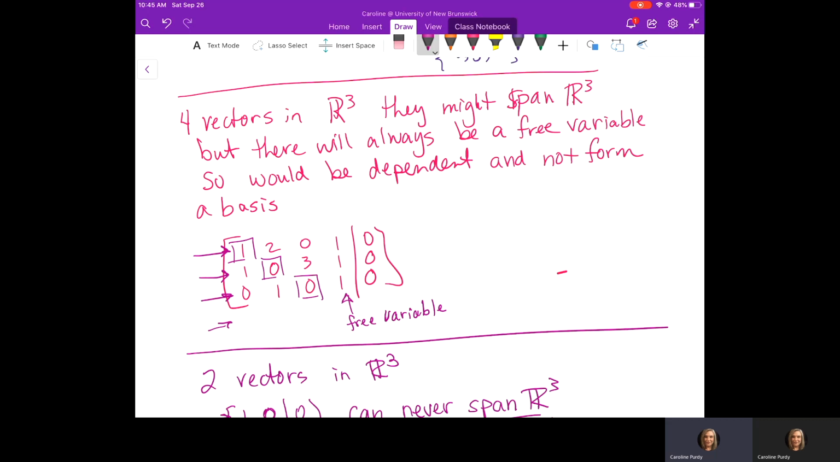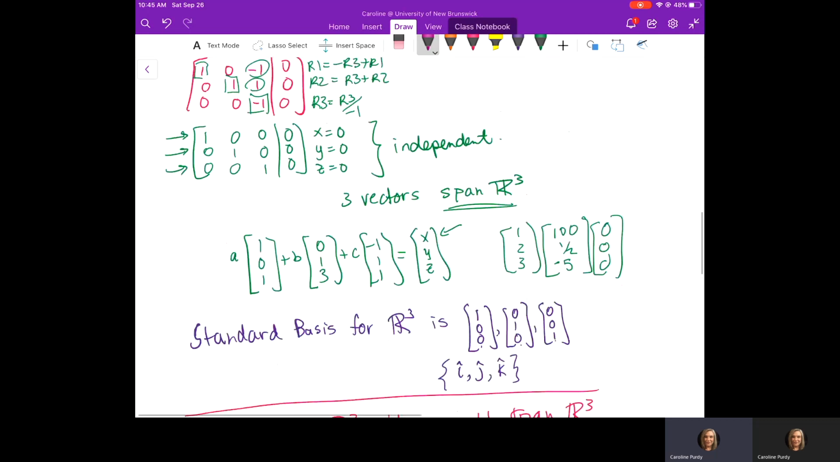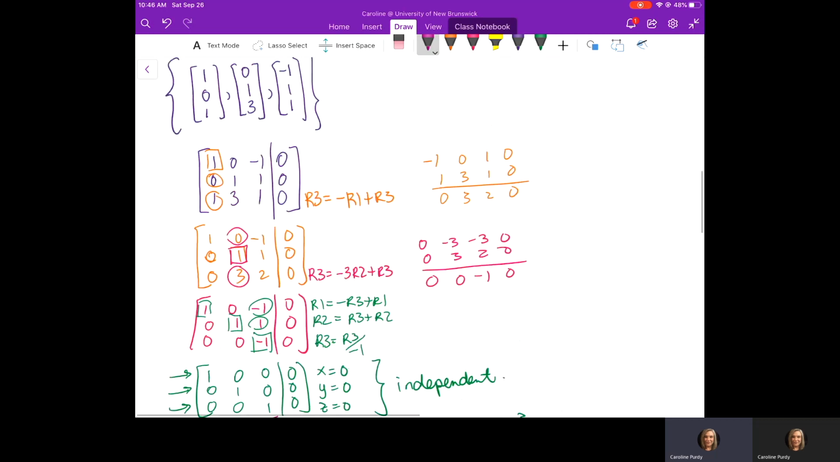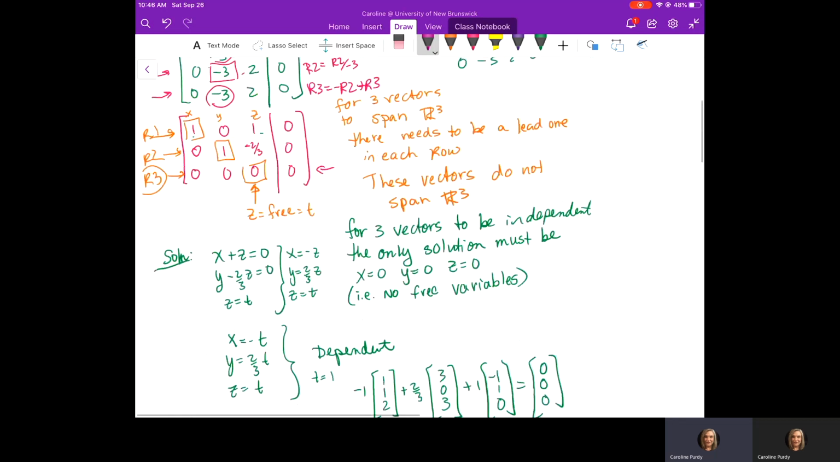4 vectors would be dependent, so they can't be a basis. 3 vectors may work if when you row reduce it, you get the identity here. Ones down the diagonal, zeros everywhere else. That would be a basis. But when you row reduce it and you do not get the identity here, then it does not span R3. And it would always be dependent, because that means we had a free variable if we weren't able to get a 1 there.